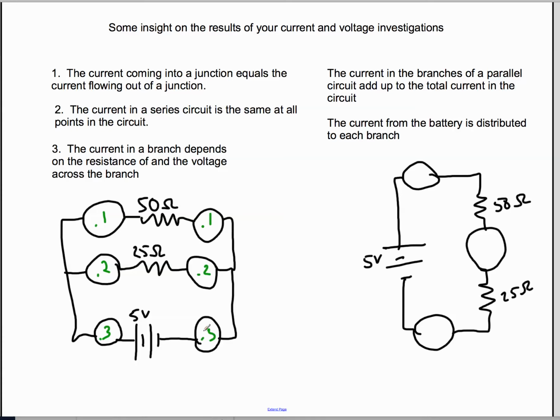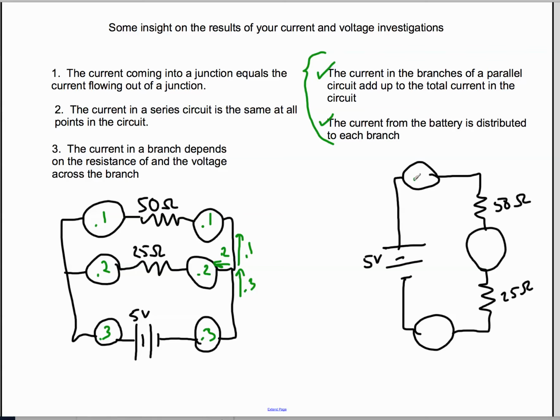And from that data, many of you could see something like this. The current in the branches of a parallel circuit add up to the total current in the circuit, or the current from the battery is distributed to each branch. Those can be more generally worded as to say that the current coming into a junction, 0.3 amps, equals the current flowing out of that junction. There's 0.1 there and 0.2 there.